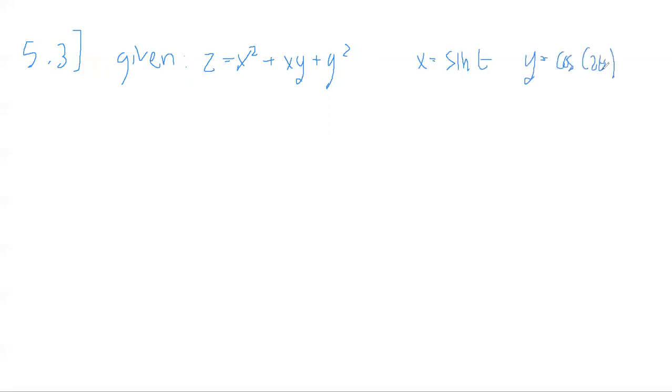So reading from 5.3, I'm just going to write whatever is given to us. Whatever is given is our z equals x squared plus xy plus y squared. That's given to us, and it was also given that x equals sine of t and y equals cosine of 2t.